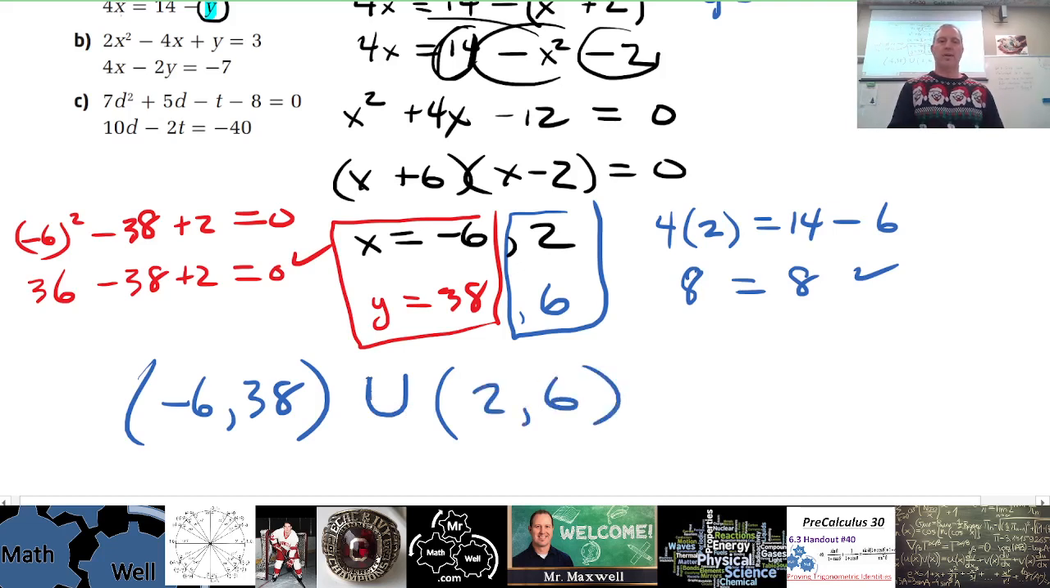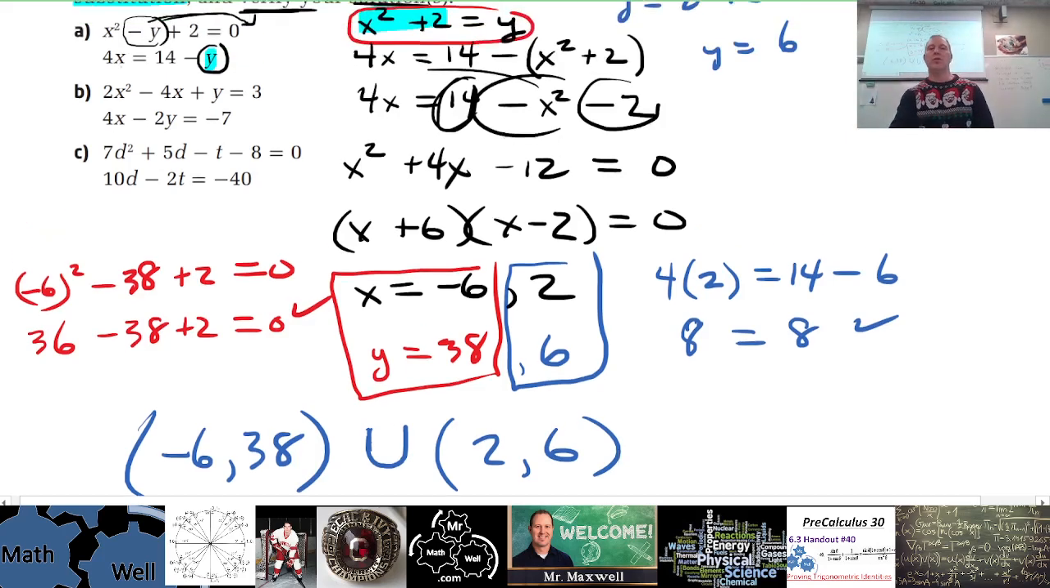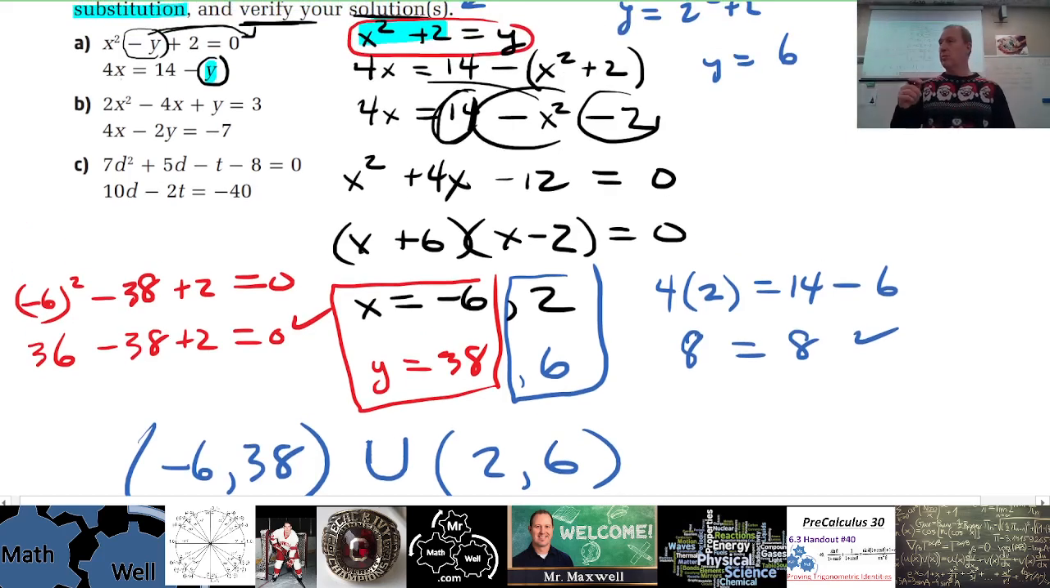And you could verify that by graphing on your graphing calculator if you want to check. You do have to know how to do this doing algebra though, so that's what this section's all about.